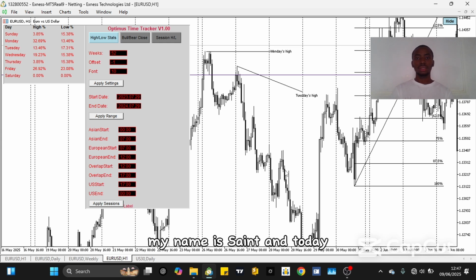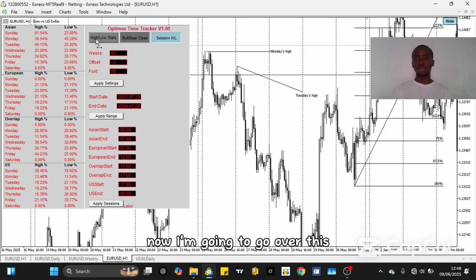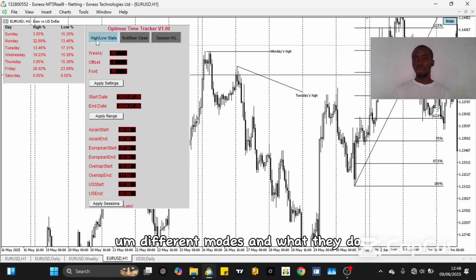My name is Saint, and today I want to introduce to you guys the Optimus Time Tracker indicator. What this indicator does is it calculates and displays the statistics surrounding the time elements of the market. We have three modes for this indicator: the weekly high and low starts, the bull versus bearish close, and the session high and low starts. I'm going to go over these different modes and what they do.